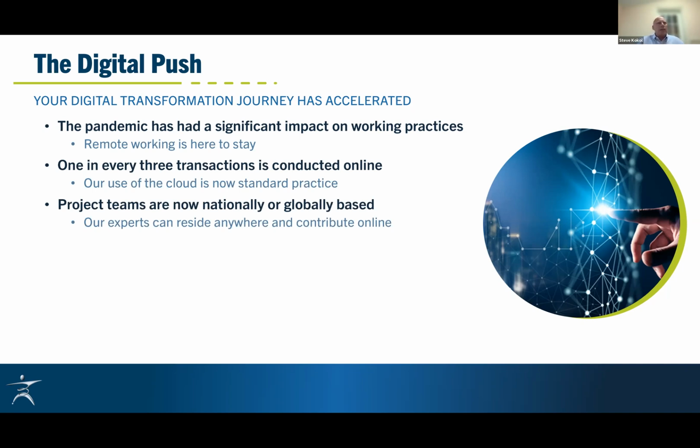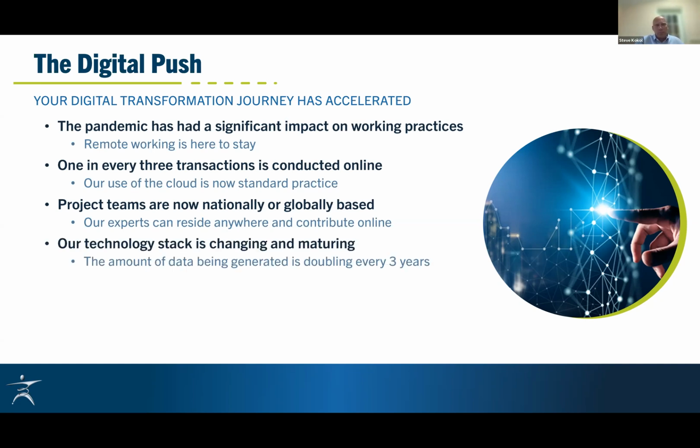How about your project teams? Your project teams today may not all be centralized. They may be across the country. They may be across the globe. And as the sun sets in one geography, the sun is rising in another, and people are picking up the work that people have done in another geography, and it follows the sun from that perspective. So your experts can be anywhere, as opposed to in the past, they had to be physically sitting in a particular office to be able to access and work effectively.